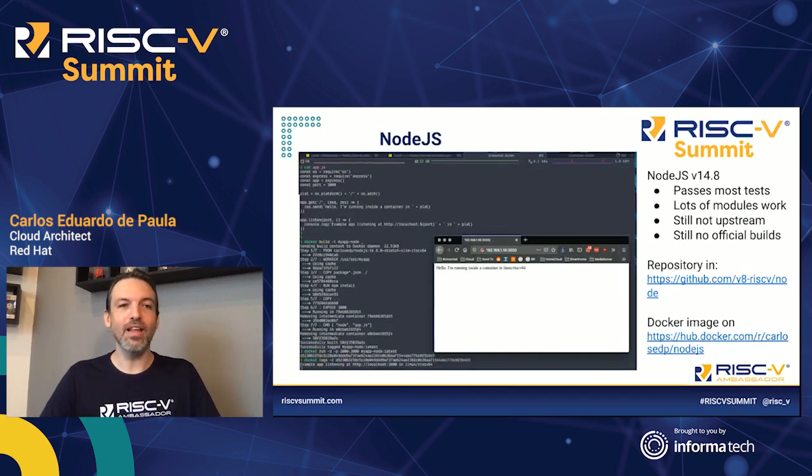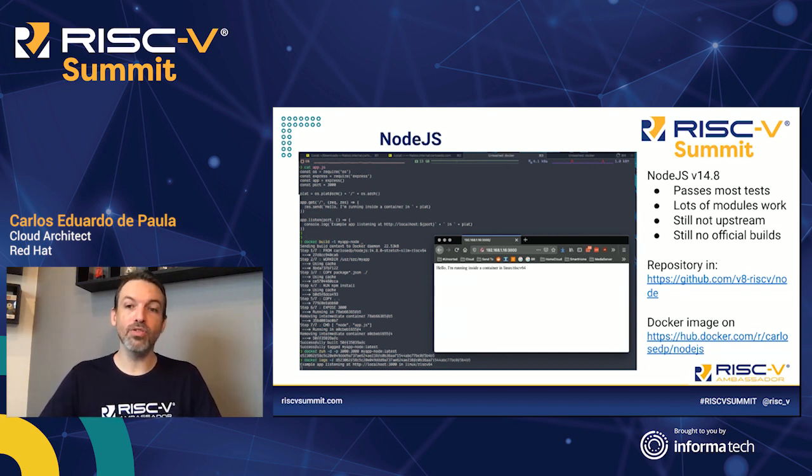Another great language we saw recently is Node.js. At the RISC-V Global Forum in September, we had a presentation from the people who run the project. It's currently run by Huawei, and it's already very up to date. It's running Node.js 14.8, passes most tests, and a lot of modules work. This is still not upstream. They are working on it, and there are no official builds. Actually, there is already an official build recently. I saw this last week.